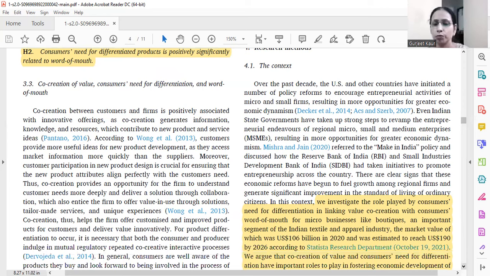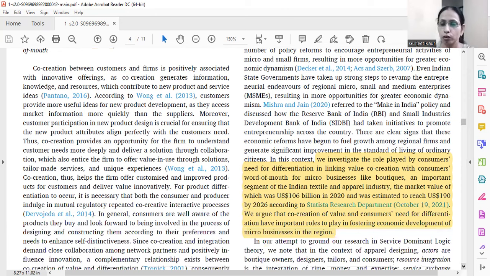Like in this case, we have written that Mishra and Jain 2020 referred to the Make in India policy and discussed how the RBI and the Small Industries Development Bank of India had taken initiatives to promote entrepreneurship across the country. From that support, we have also written that we investigate the role played by consumers' need for differentiation in linking value co-creation with the consumer's word of mouth for micro businesses like boutiques, an important segment of the Indian textile and apparel industry, the market value of which was 106 billion US dollars in 2020 and was estimated to reach 190 billion US dollars by 2026 according to this particular source.